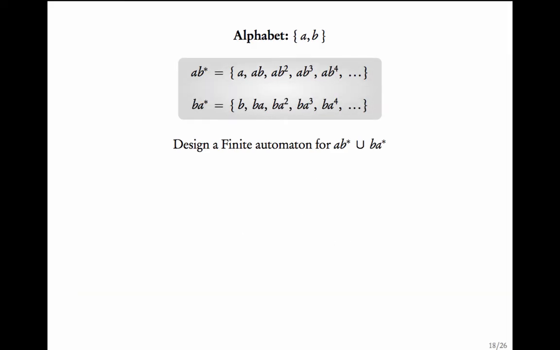Next example. AB star is this language. BA star is the language that has these words B, BA, BA square and so on. Now I consider the union of these two languages. That will be another language. The goal is to design a finite automaton for the union of these two. If my automaton reads A first, it should keep reading only B. If it reads a B first, it should then read only an A.